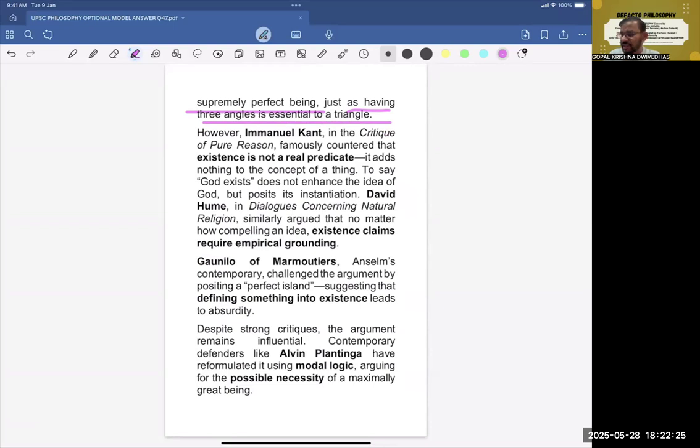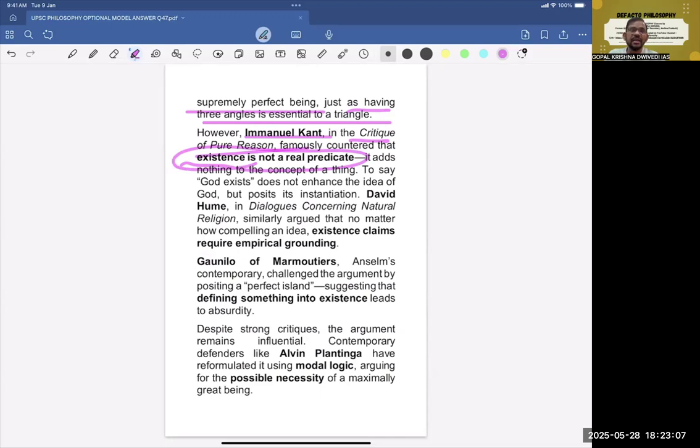Now, what are the criticisms of these arguments? Let us try to critically evaluate the whole thing. Immanuel Kant, one of the strong critics of this argument, in his Critique of Pure Reason, famously countered that existence is not a real predicate. What is Kant's view? Existence is not a real predicate. It adds nothing to the concept of a thing. To say that God exists does not enhance the idea of God, but posits its instantiation. So this is Kant's argument, that existence is not a real predicate at all.